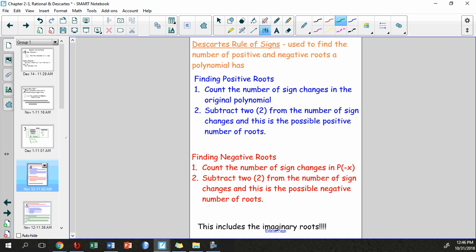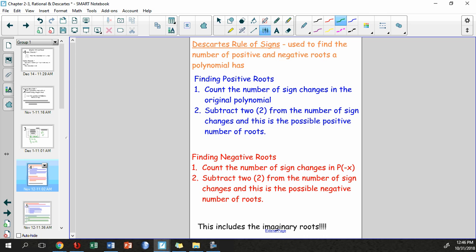Descartes' rule of signs. Descartes' rule of signs is a nifty little process that tells you if I have a degree 4, how many zeros should I have? 4. Out of those 4 zeros, it tells me how many of those zeros are going to be positive numbers and how many of those zeros will be negative numbers. And then how many of them are left to be imaginary. Do we all understand that? Okay? So that's what Descartes' rule of signs does.